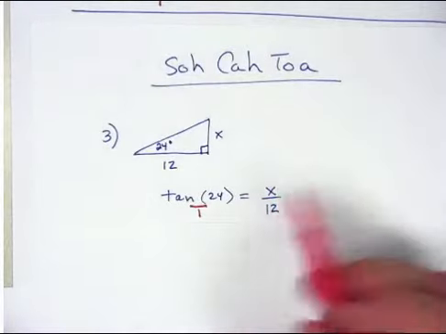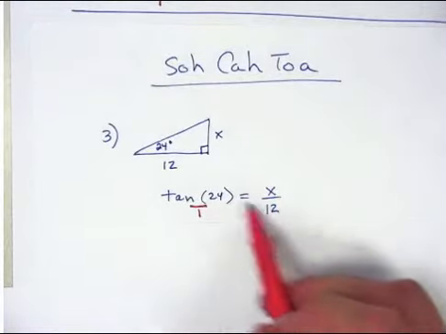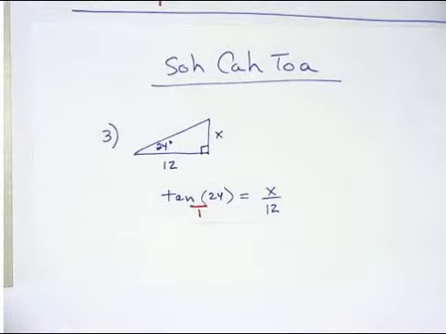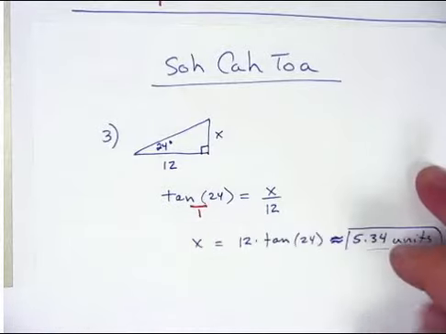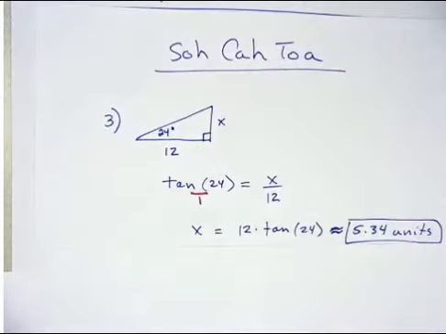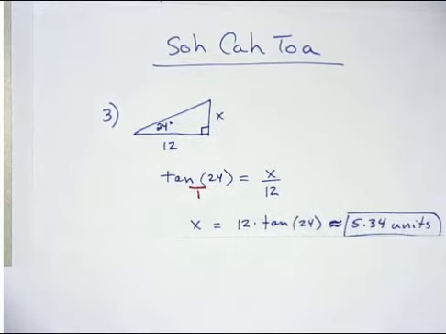On this one, x times 1 is just x, and all you have to do now on your calculator is figure out 12 times the tangent of 24. Type that in your calculator, and hopefully you were successful in getting 5.34 units, and that is the length of the short leg. Good luck, and hopefully you're successful in the rest of the worksheet.